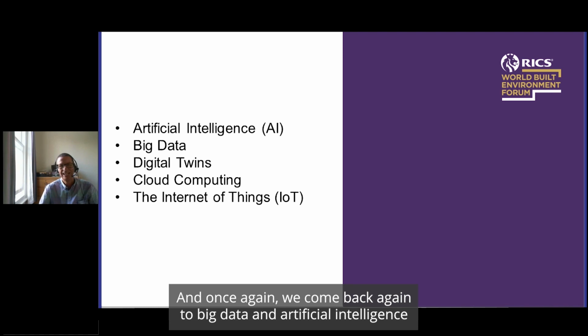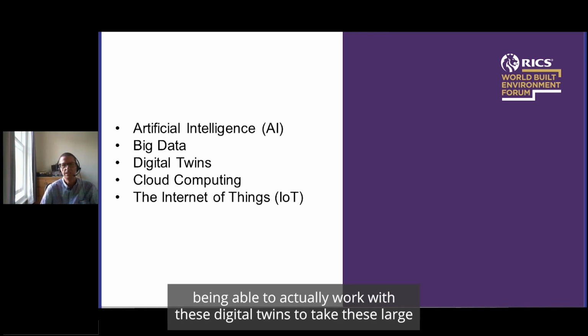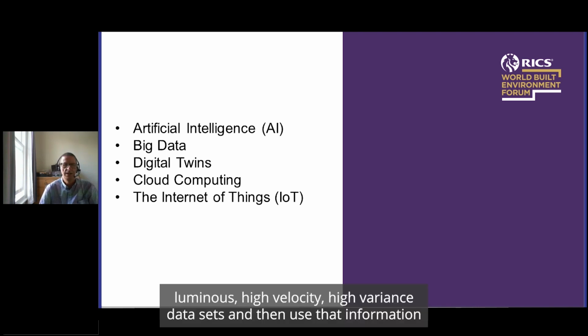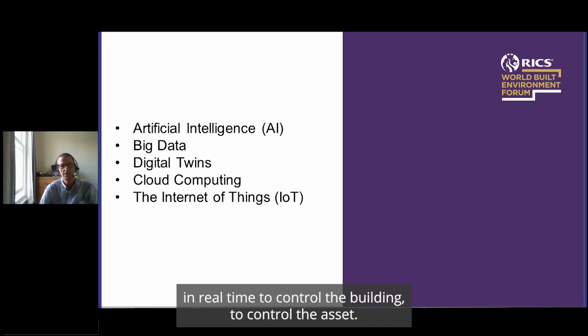And once again, we come back to big data and artificial intelligence being able to actually work with these digital twins to take these large, voluminous, high velocity, high variance data sets and then use that information in real time to control the building, to control the asset.